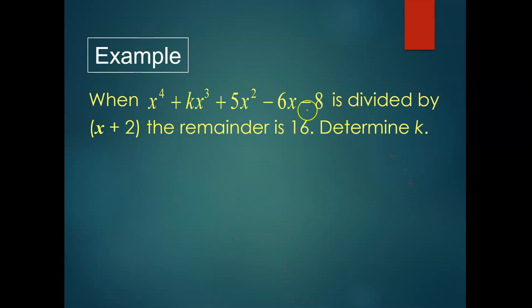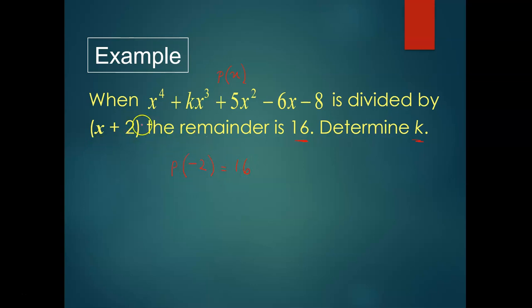Okay, next. When x^4 plus kx cubed plus 5x squared minus 6x minus 8, so this is your p(x), is divided by x plus 2, the remainder is 16. Determine the value of k. By using the remainder theorem, you have p(negative 2) equals 16.